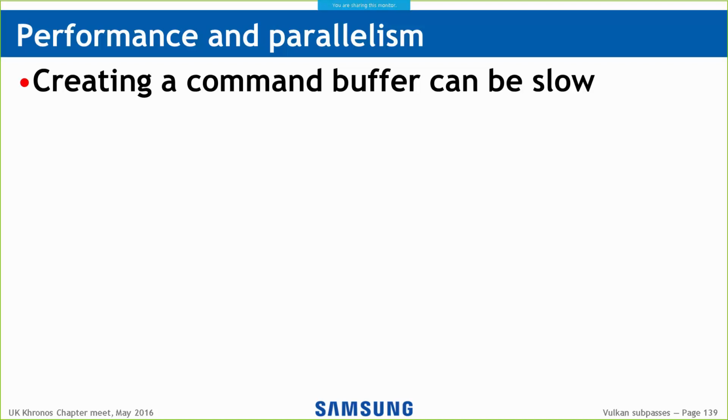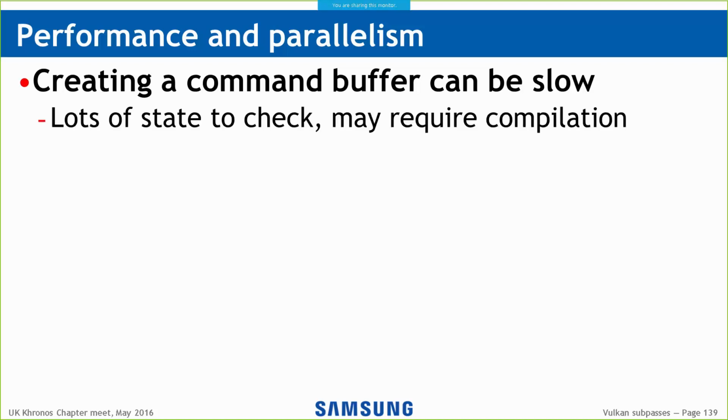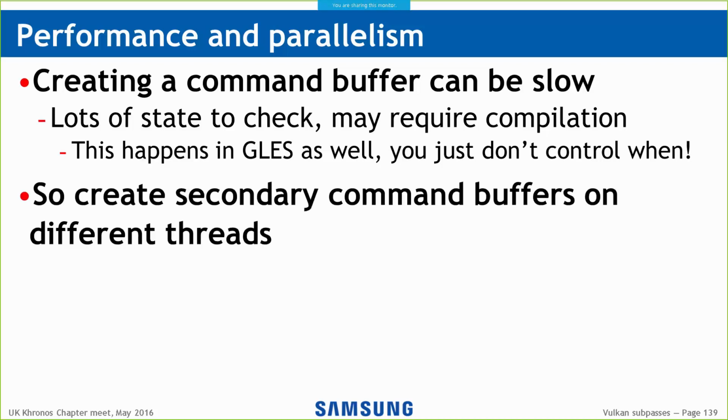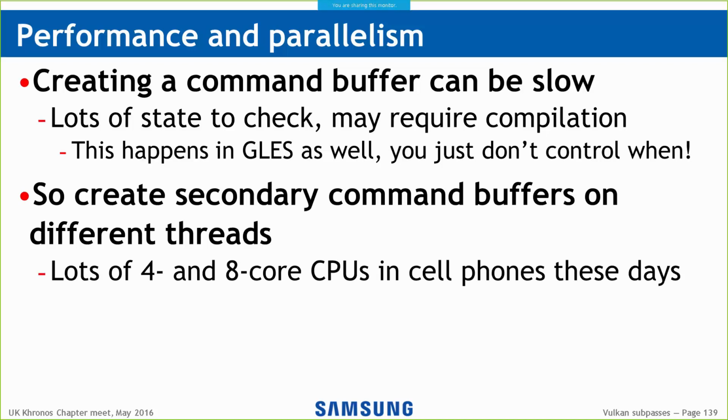Command buffer creation can be a bit slow. Effectively, compilation can happen, as Michael was saying earlier. This does happen in GLES, it's not that Vulkan is slow. But the thing about Vulkan is that you get some control over when all of this is happening. By creating secondary command buffers on different threads, you can spread the work across multiple CPUs, and there are lots of multiple CPUs out there in phones at the moment.